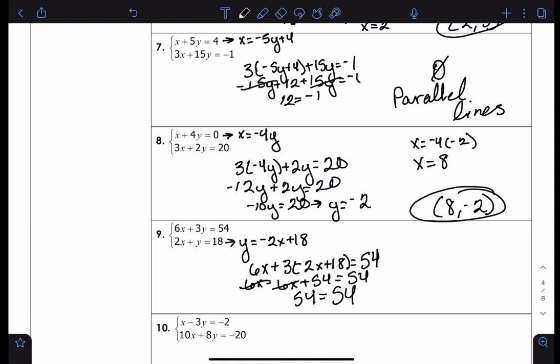This equation is different from number 7 because here we're left with a true statement, so there are infinitely many solutions, one another, because these are the same line.